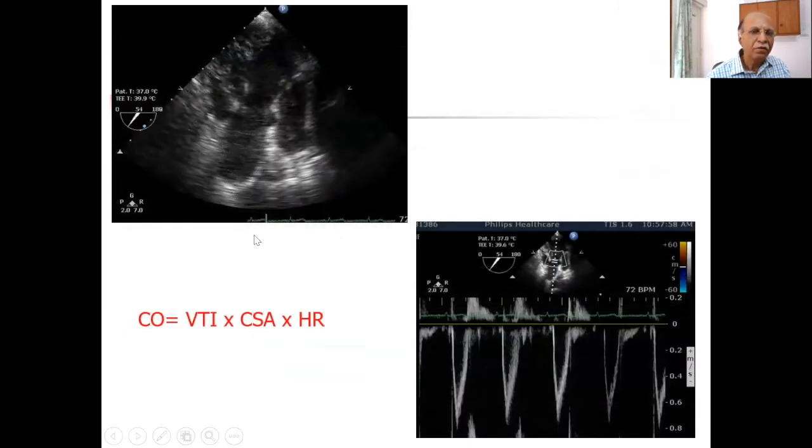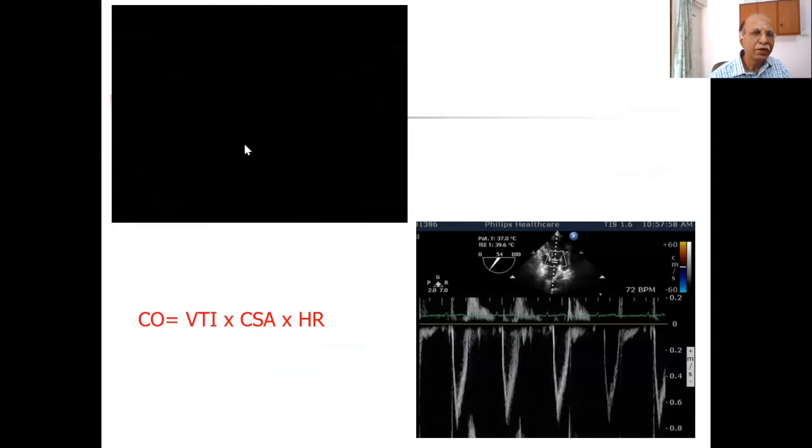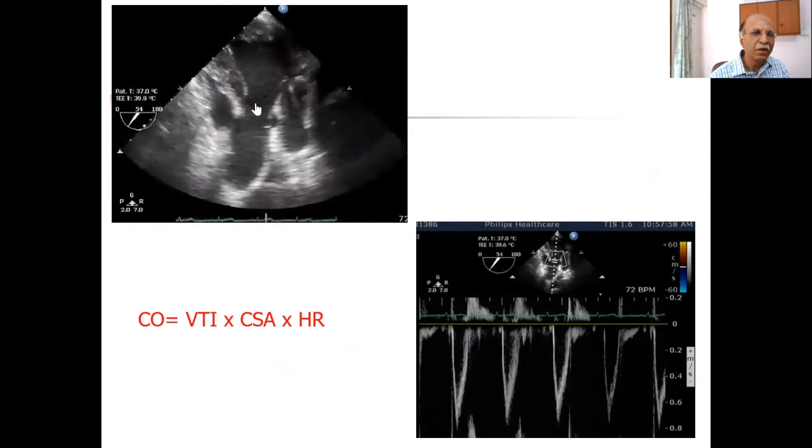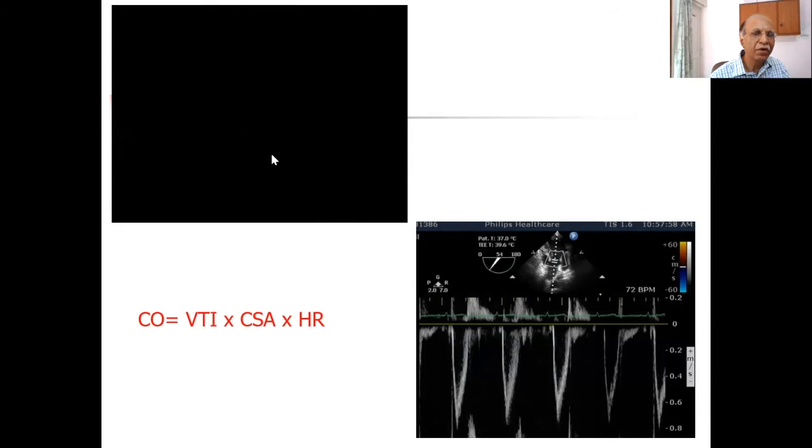Let's examine the stroke volume measurements, for which you need to have the deep transgastric view. The direction of the flow is across the LVOT and the aortic valve and the ascending aorta. So the Doppler beam is in perfect alignment with the direction of the blood flow, you obtain the spectral Doppler, envelop the tracing, and you get the velocity time integral multiplied by the cross-sectional area, which is obtained by measuring the diameter of the LV outflow tract, multiplied by the heart rate, and you get the cardiac output. Now, all these calculations are performed by the inbuilt software of the machine. All you need to do is to measure the velocity time integral and the LVOT diameter.